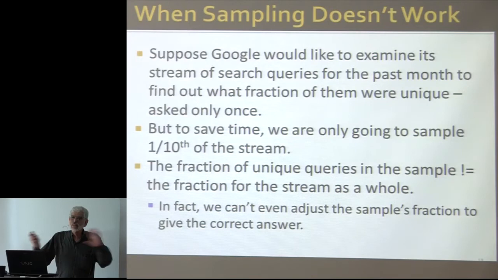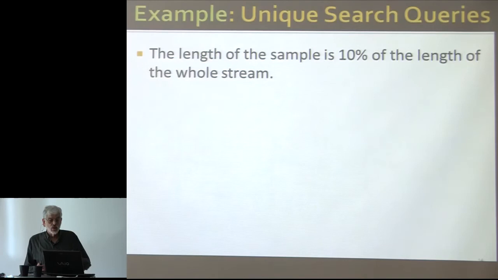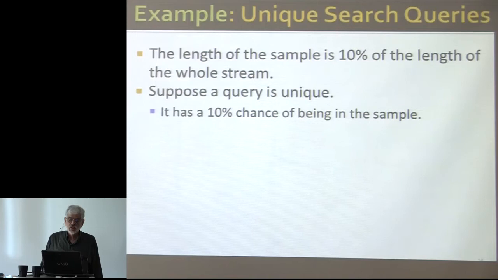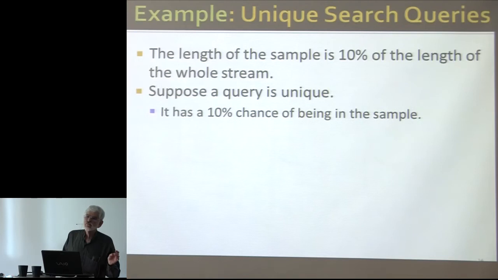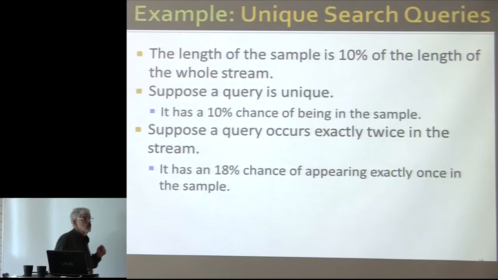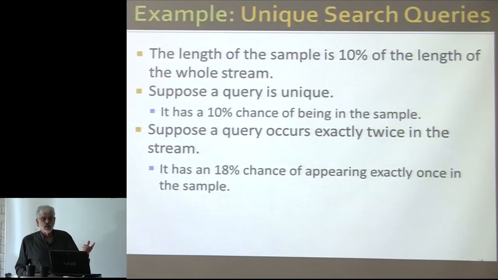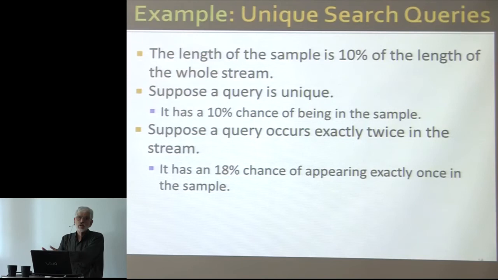But I want to explain, with one more slide, why. So, we're taking at random a sample of 10% of the stream. If the query is unique, then it has a 10% chance of being in that sample and will surely be unique in that sample, so it will be identified. But suppose the query occurs twice in the stream. Well, I claim it has an 18% chance of appearing exactly once in the sample, because you've got first occurrence, second occurrence. The chance that the first occurrence appears is 10%. And if it does appear, the chances are 90% that the other one will not appear and therefore will make the first occurrence look unique. So that's 9% of the time. And then the same way, 90% of the time the first occurrence won't appear, but the second one will, 10% of the time. So that's another 9%. That's why I get 18%.